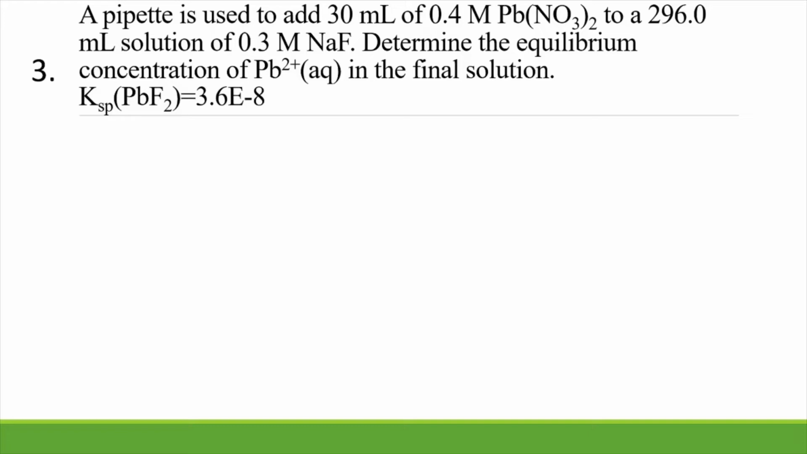Number 3: a pipette is used to add 30 milliliters of 0.4 molar lead 2 nitrate to a 296 milliliter solution of 0.3 molar sodium fluoride. Determine the equilibrium concentration of lead 2 plus in the final solution. And we're given a KSP for the lead 2 fluoride. So let's first write an ice table to kind of see what we need to figure out.